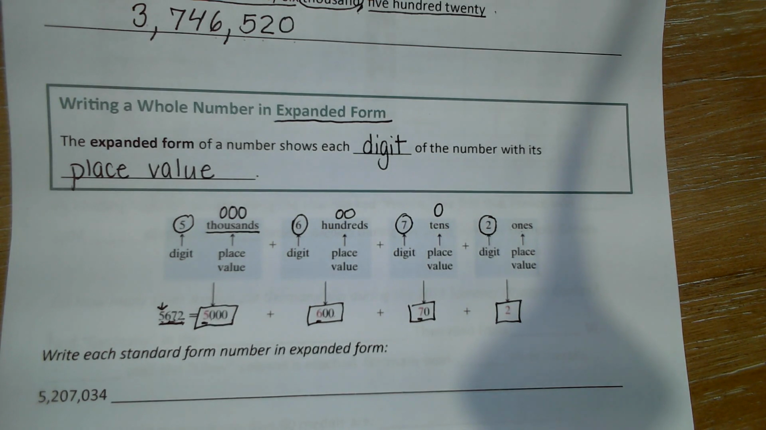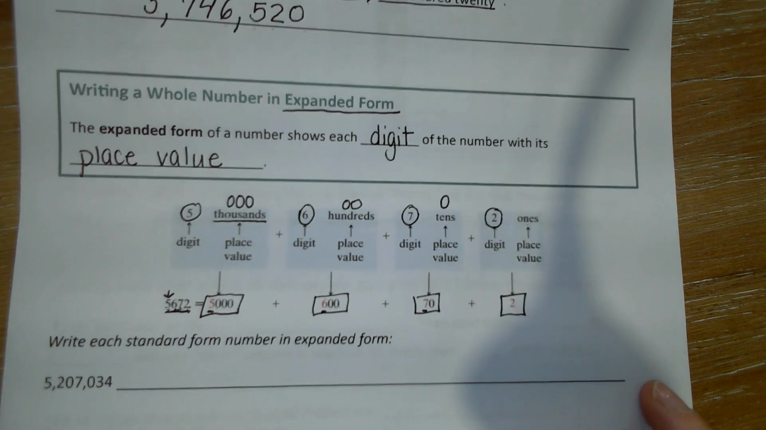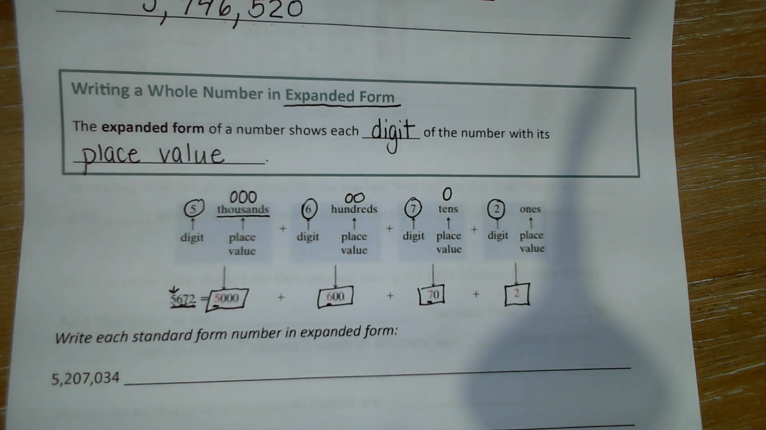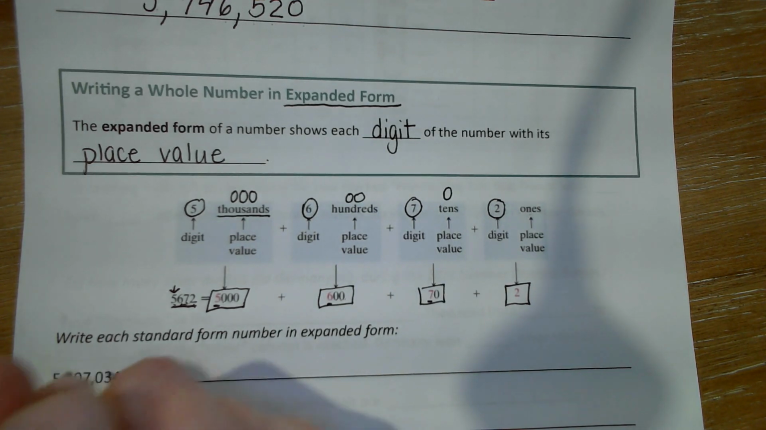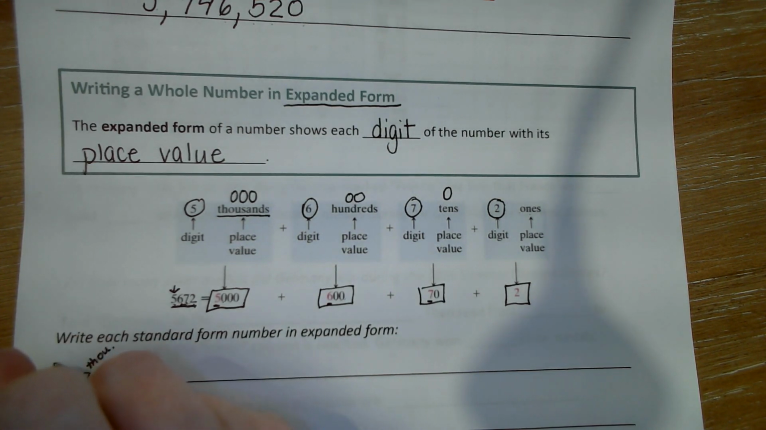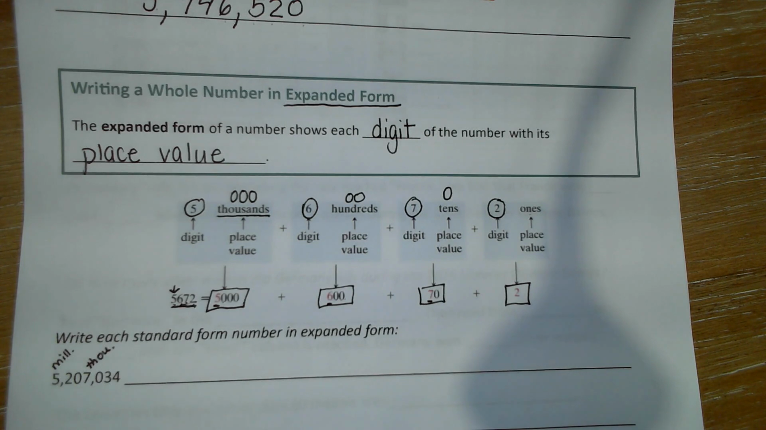Now let's try some. We're going to write each standard form number in expanded form. Looking below, we have the number. Well, before we can correctly write it in expanded form, we want to make sure we are recognizing our periods correctly so we have the right place value when we expand it. So I see 2 commas. I know that the first comma represents the thousands period, and the second comma represents the millions period.